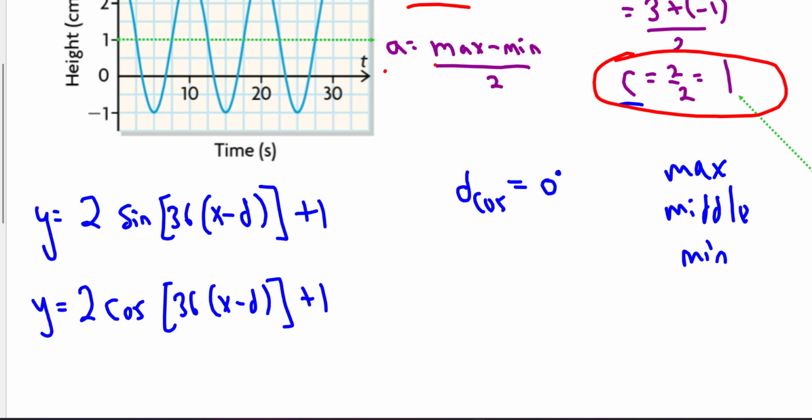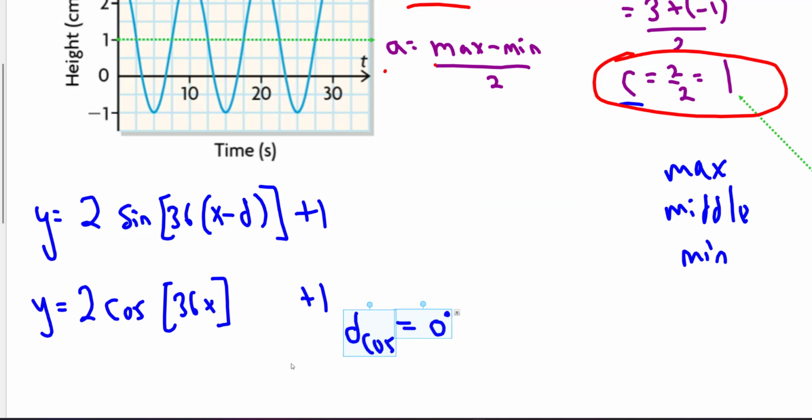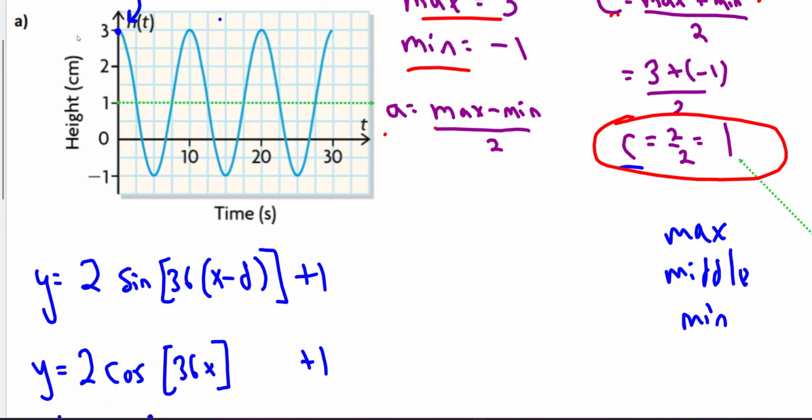So in this example, my d value is just going to become 0. So it's just going to be like that: 2 cos bracket 36x plus 1. There's no need for a double bracket because there's no d value. Okay, that was d cos. And d cos is very easy to do when your function starts at a maximum.